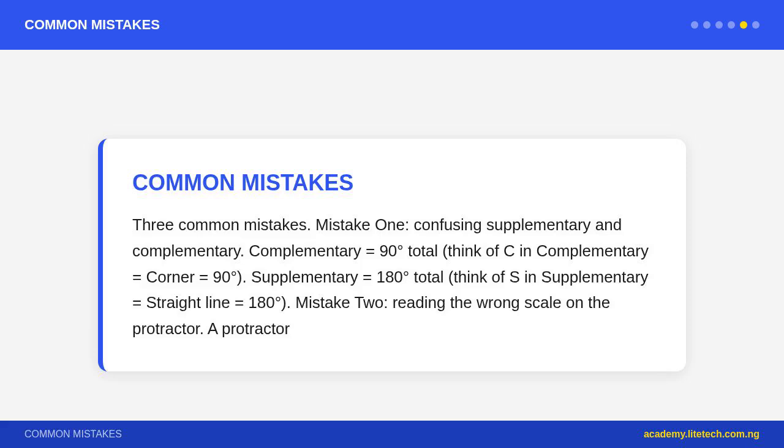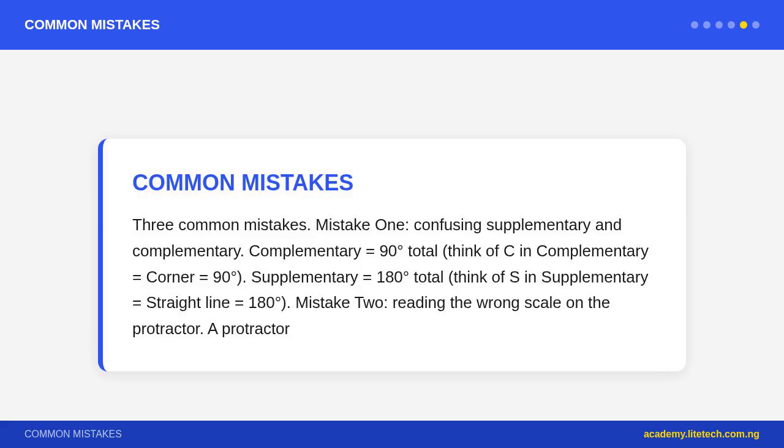Mistake 2: reading the wrong scale on the protractor. A protractor has two scales, an inner and an outer. If your angle is clearly acute but you read 120 degrees instead of 60 degrees, you read the wrong scale. The scale you use must agree with the visible type of angle.